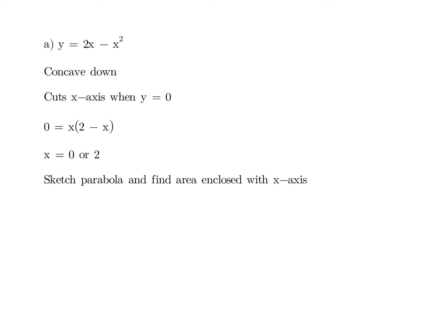So the first one, y equals 2x minus x squared. We recognise that it's a parabola that's concave down because it's got the minus x squared. So we find where it cuts the x-axis, so that's when y equals 0. So you let 0 equal 2x minus x squared and take a common factor out the front, x outside of 2 minus x. So therefore x equals 0 or 2. And we can sketch the parabola and we're going to find the area enclosed with the x-axis.